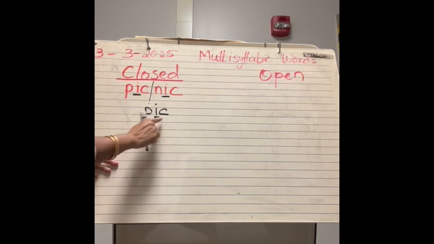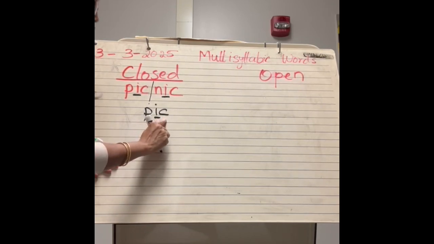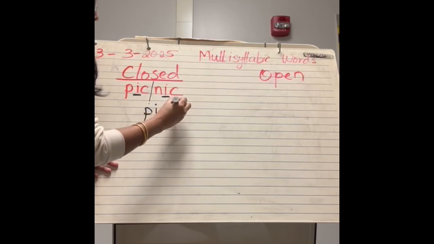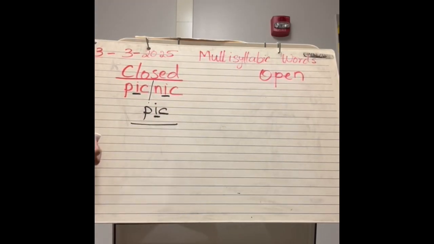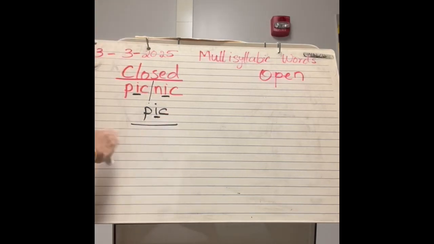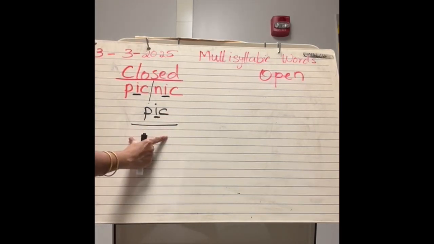When I see a C here, that means this vowel is followed by a consonant. So when the vowel in the word is followed by a consonant, it is called a closed syllable. Okay? So when the vowel in the syllable is followed by a consonant, it is called a closed syllable.